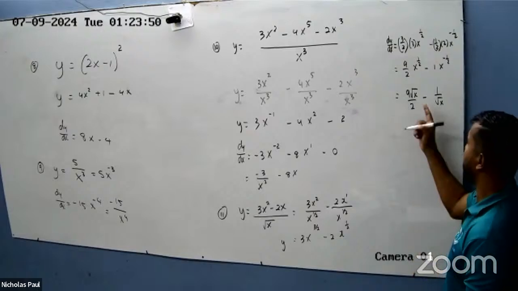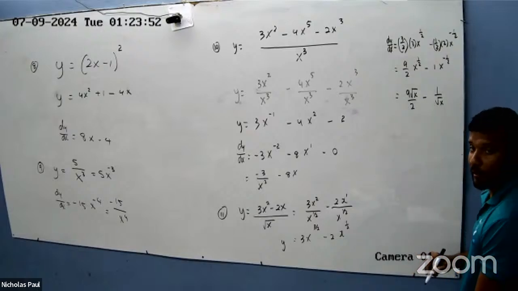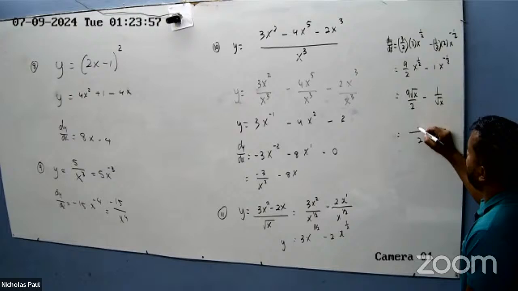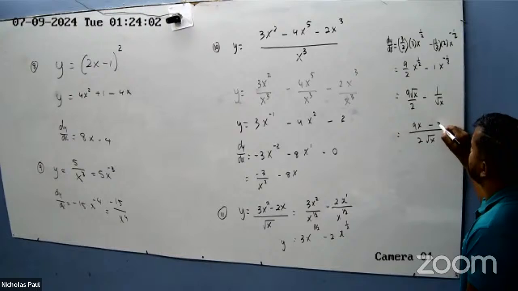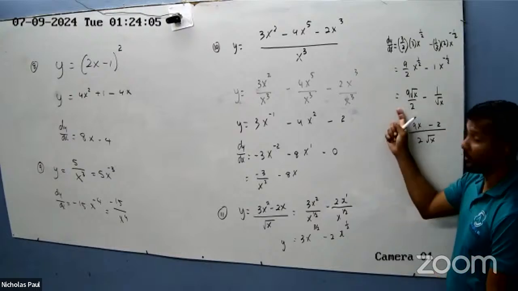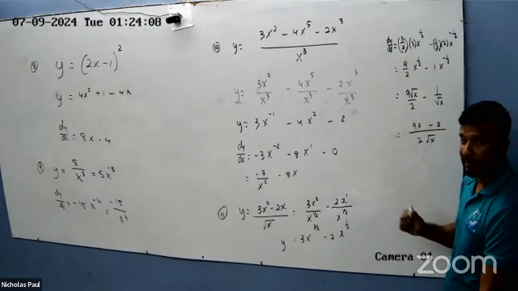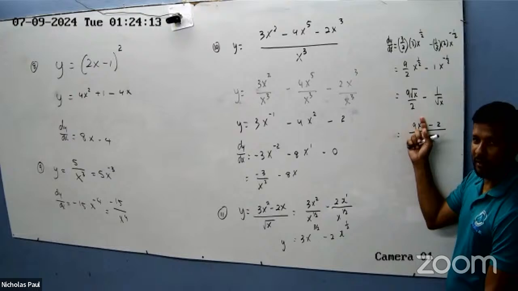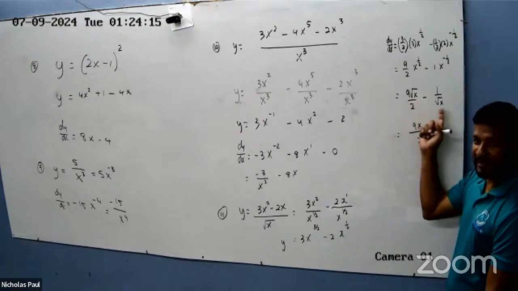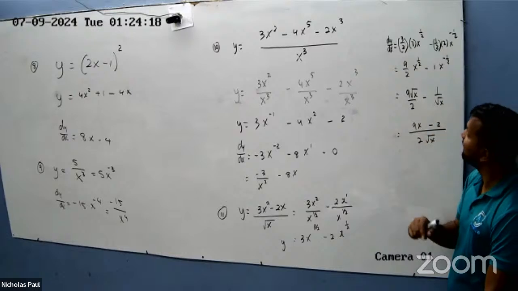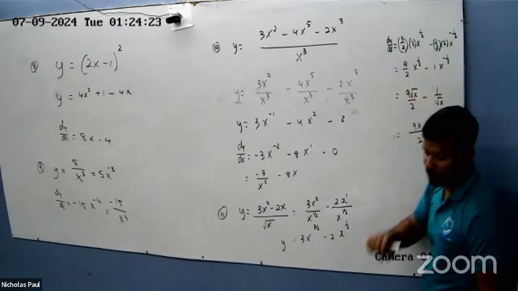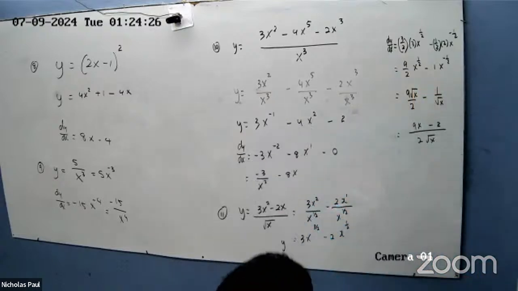You can leave it like that, or you can find the LCM and make it look nice. If you found the LCM, it might look like 9x minus... Everybody get this one? You get it like this? You minus these two. Yeah? You get this? Good. That's the most important part.